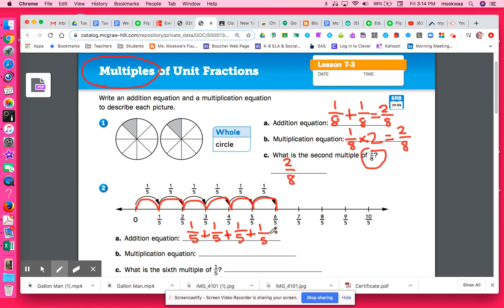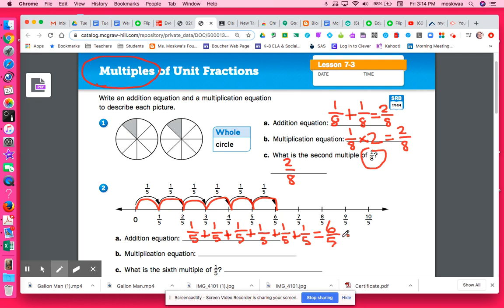These have to be 1/5 because that's what unit fractions are. Plus 1/5 plus 1/5. Thank goodness we're at the end. 1/5 plus 1/5 plus 1/5 plus 1/5 plus 1/5 plus 1/5 equals 6/5.